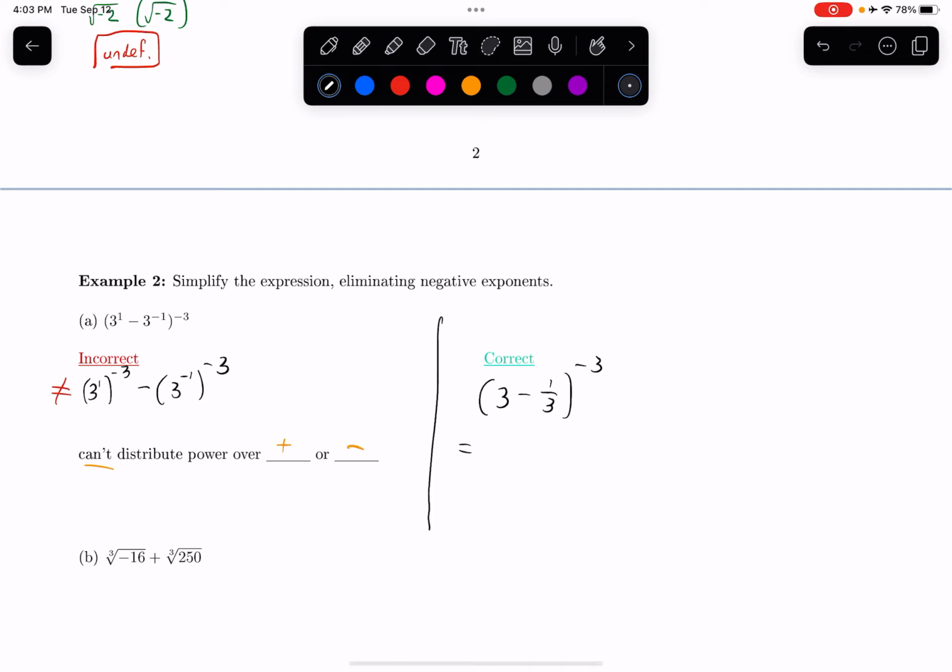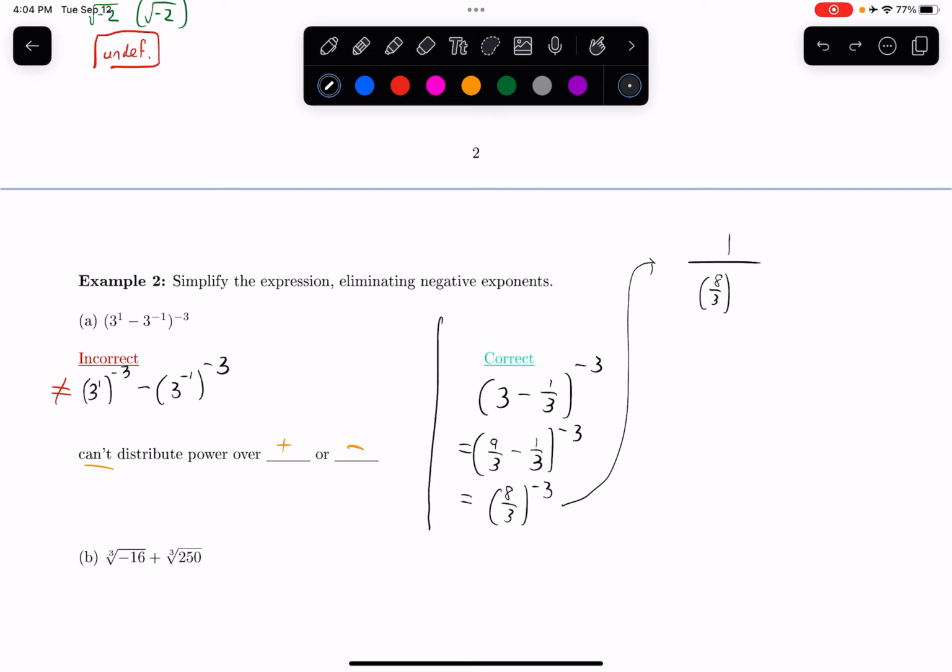Now let's simplify the inside of the parentheses. Getting a common denominator, 3 is 9/3, minus 1/3, that whole thing to the negative 3 power. Now I can subtract those two fractions. I get 8/3 to the negative 3. We've seen earlier in this section that if I have a negative power, I can rewrite that as 1 over that quantity, 8 over 3, and make the exponent positive. So now it becomes a positive 3, but that whole fraction is in the denominator.